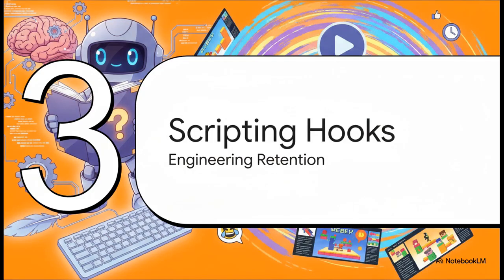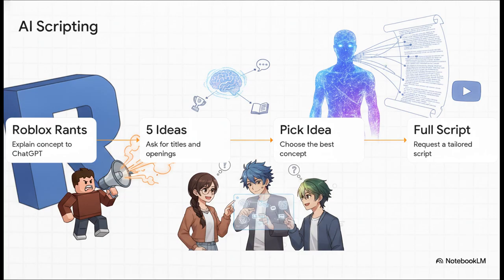Section 3. Scripting hooks with AI. Engineering viewer retention. Now, without a compelling script, even the smoothest gameplay will cause viewers to swipe away in seconds, right? So instead of staring at a blank page fighting writer's block, we use AI as an instant, free writing team. Here is the exact prompting sequence. First, you open ChatGPT and explain that you're making Roblox Rants videos, describing the exact style you want.